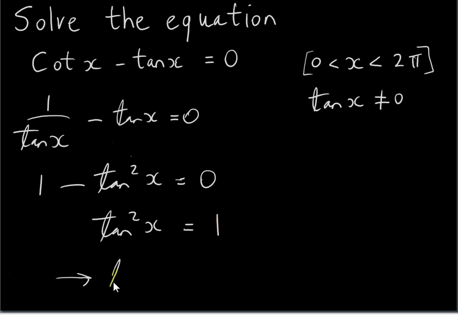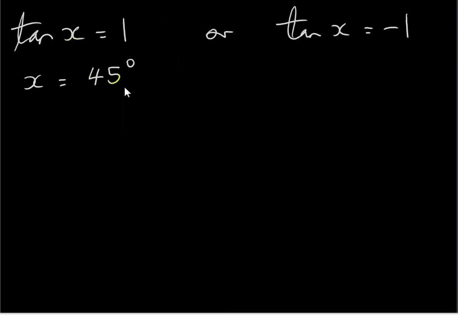So tan of x can either equal plus 1 or tan of x can equal minus 1, because plus 1 squared is 1 and minus 1 squared is 1. So we take the two square roots of plus 1, positive and negative square roots. The inverse tan of 1 is 45 degrees, and as we've seen in the previous example, there are two solutions to this equation here. X equals 45 degrees or x equals 225 degrees, so I won't go through that again.